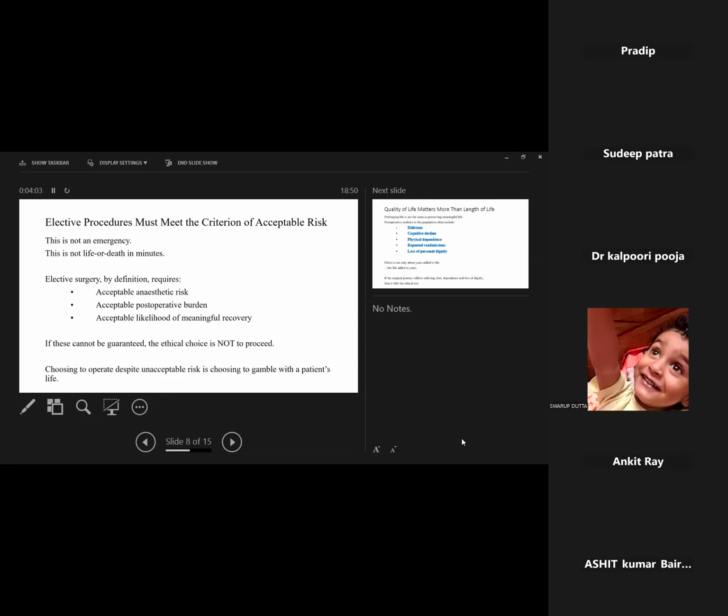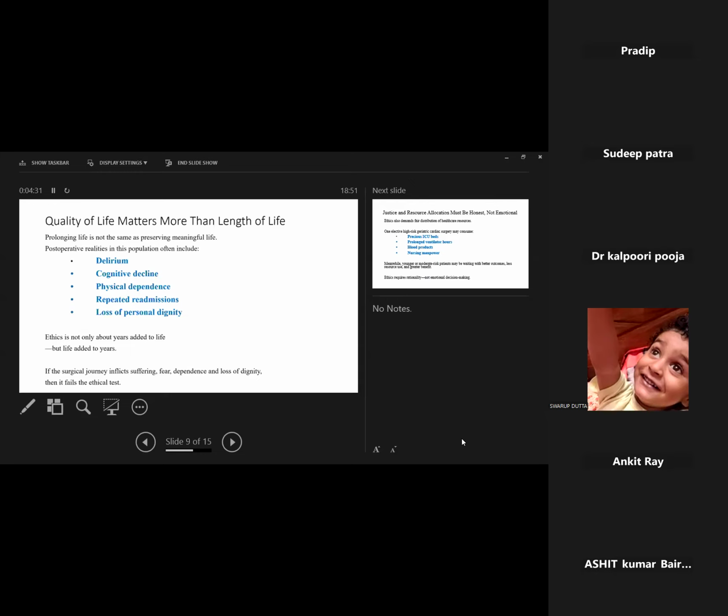Elective procedures must meet the criterion of acceptable risk. This is not an emergency. This is not life or death in minutes. Elective surgery, by definition, requires acceptable anesthetic risks, acceptable post-operative burden, acceptable likelihood of meaningful recovery. If this cannot be granted, the ethical choice is not to proceed. Choosing to operate despite unacceptable risks is choosing to gamble with a patient's life.